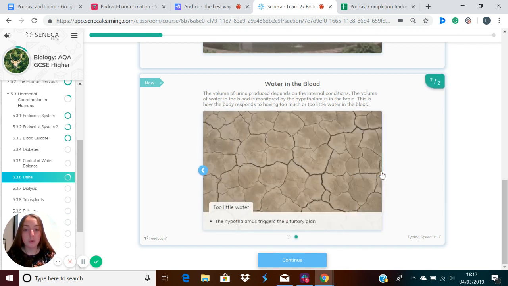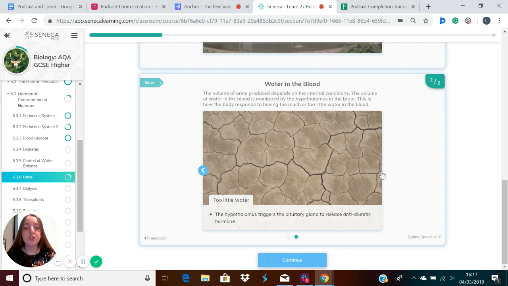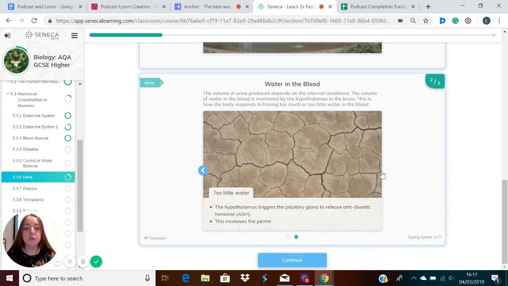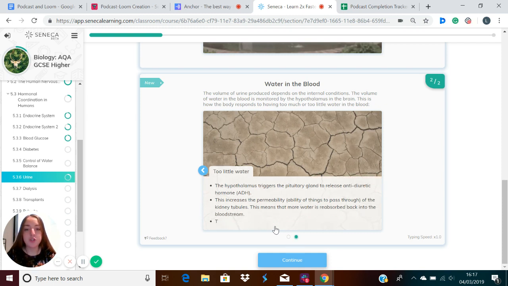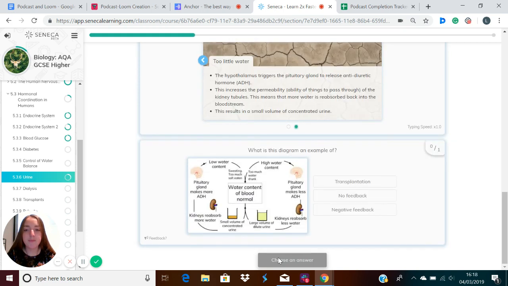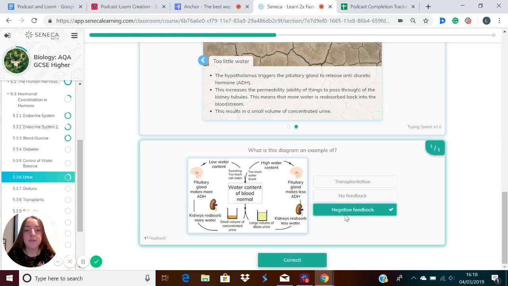If we have too little water, the hypothalamus triggers the pituitary gland to release antidiuretic hormone, ADH. This increases the permeability of the kidney tubules. Permeability is the ability of things to pass through this tubule. This means that more water is reabsorbed back into the bloodstream, resulting in a small volume of concentrated urine. And so the control of water content in the blood is an example of negative feedback.